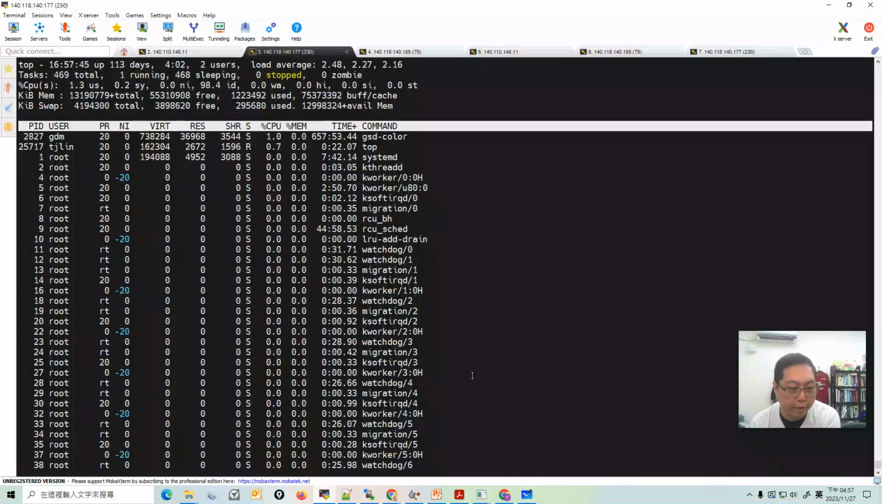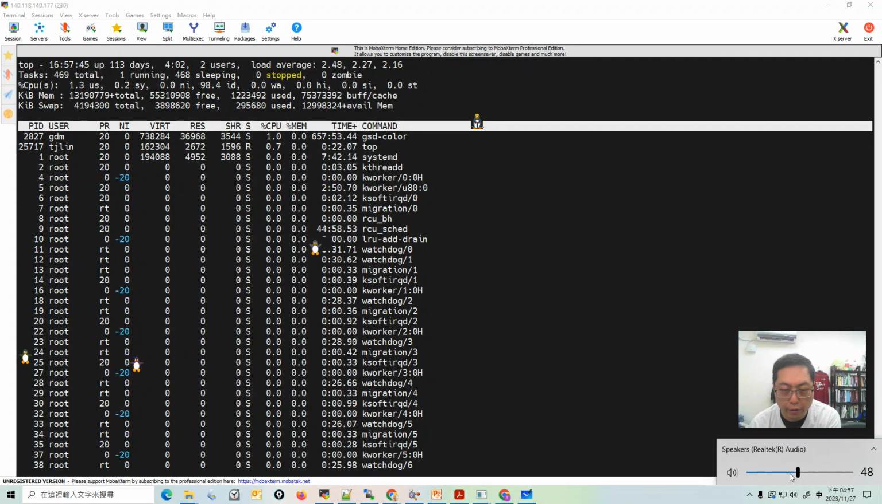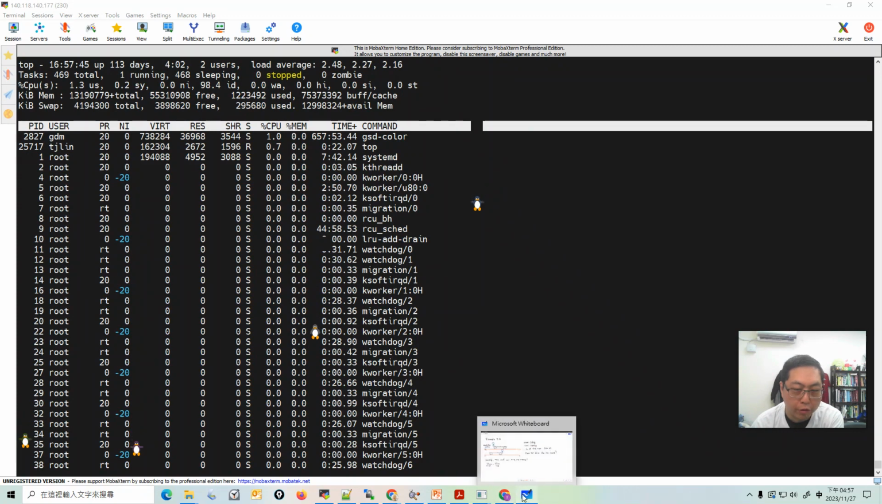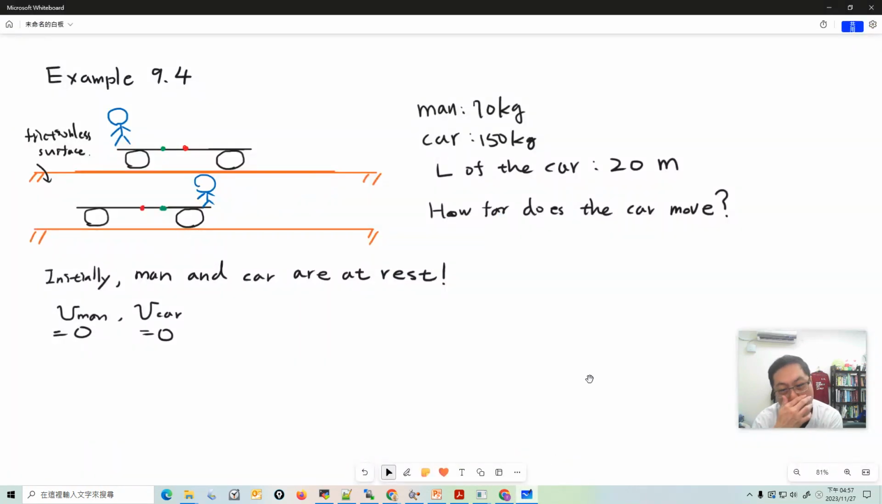Hello everyone. In this video, I'm going to show you an example for the center of mass problem. This example comes from textbook section 9.4, and I just slightly changed the problem. In the textbook, they use an elephant working on a car, working on a truck. But right now, I just switch it to make it simpler: a man working on a car.